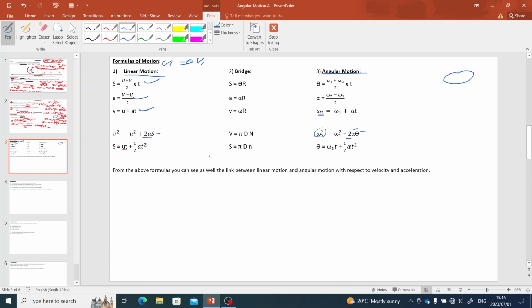Then we have the bridge formulas. These are the bridge formulas. This is the link between the linear and the angular motion. Now, the bridge formulas, if I were to give you the picture, let's make the example as given in our books. We are given a fish here.